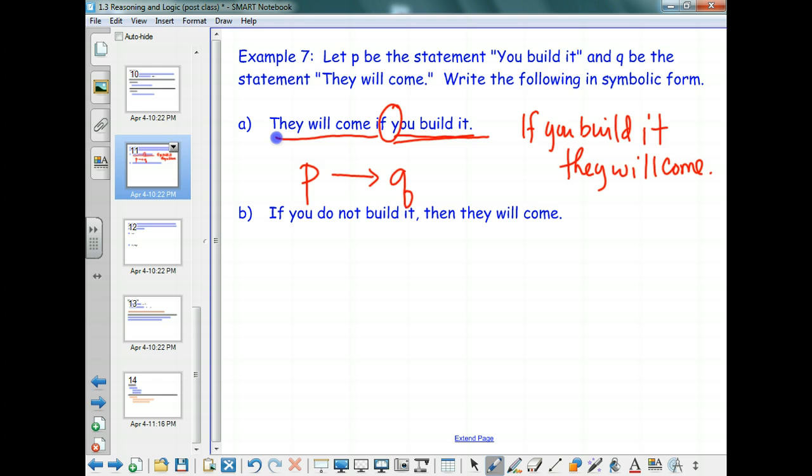Is it always the statement that comes right after it? Yes, the statement that comes after the word if is the beginning of the implication statement, no matter if the if occurs at the beginning of the sentence or in the middle of the sentence.